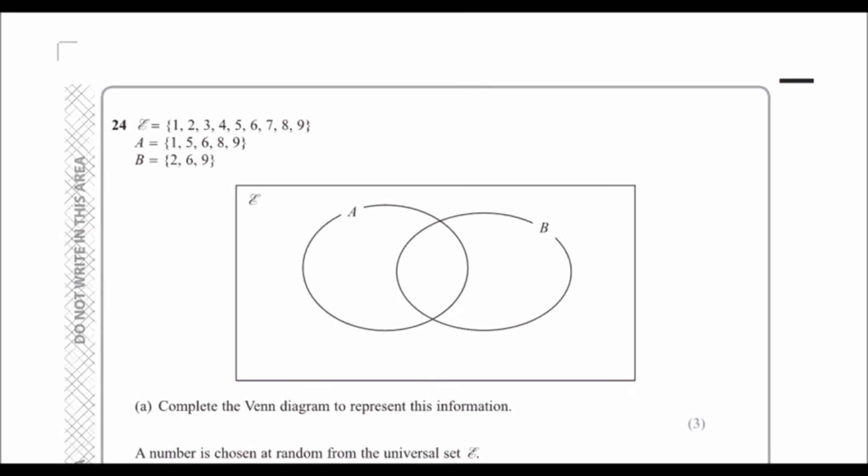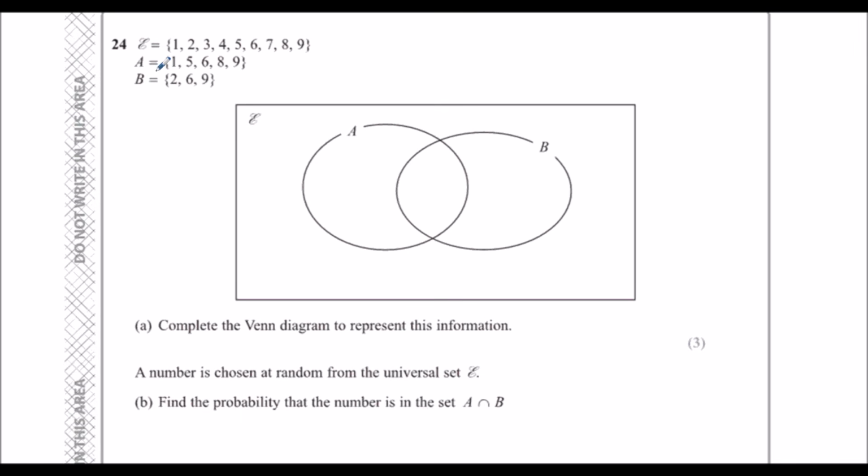Question 24. Here we've got a Venn diagram. We've got set A, set B, and everything. So we just need to put the numbers into the Venn diagram. We'll start with the middle. So which numbers are in both A and B? So not 1, not 5, they've both got a 6. So 6 goes in the middle. And they've both got a 9. So 9 goes in the middle.